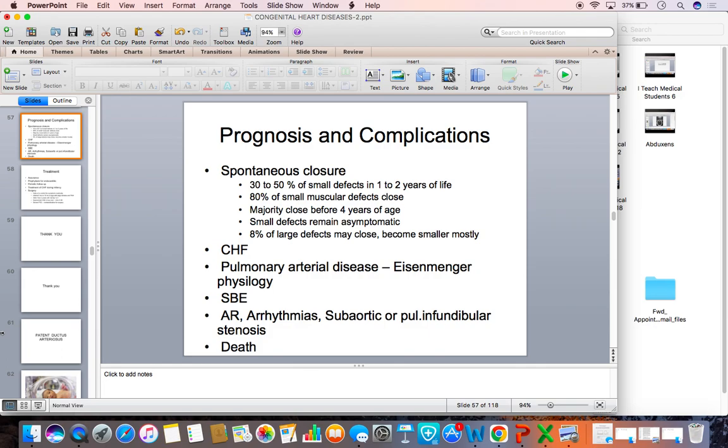Another complication of the VSD is the development of congestive heart failure. The child may present to the emergency service with signs of congestive heart failure, which has to be treated effectively to reduce morbidity and mortality. And pulmonary arterial disease is another complication, that is, asymmetrical physiology with the development of pulmonary vascular disease and reversal of the shunt, at which time the condition becomes inoperable. Another complication is subacute bacterial endocarditis. And aortic regurgitation, arrhythmias, subaortic or pulmonary infundibular stenosis, sometimes leading to death, are some of the consequences of untreated large VSD.